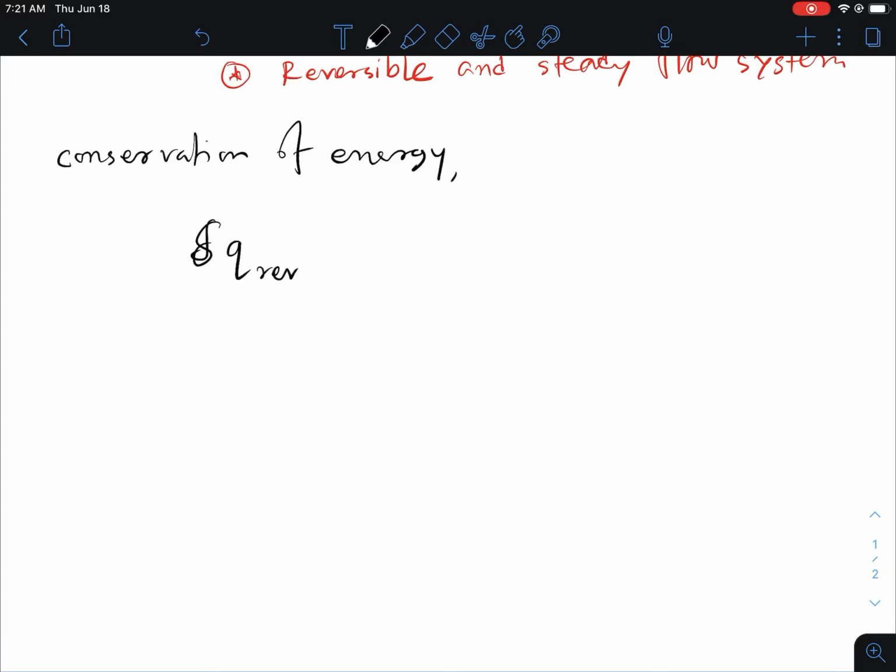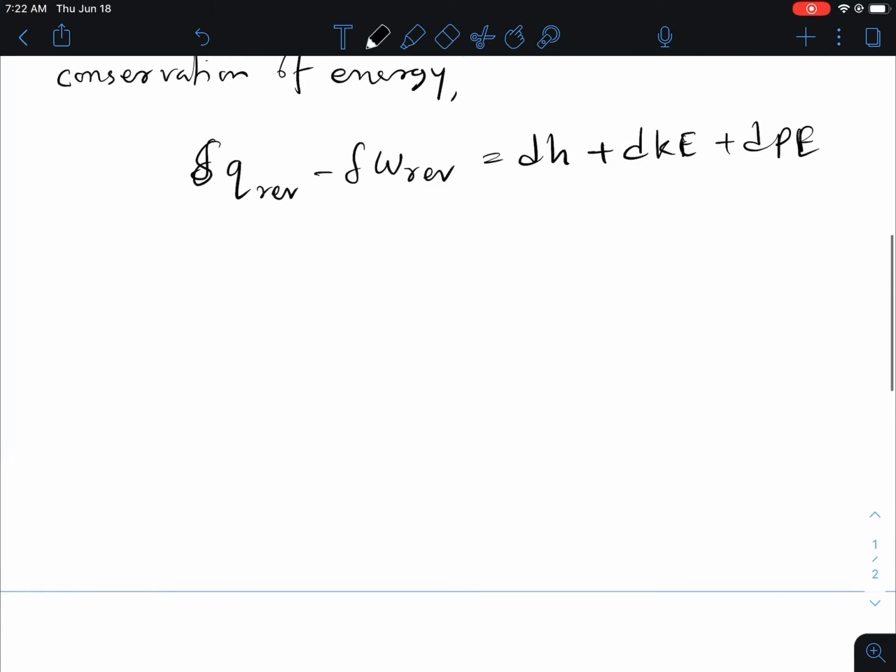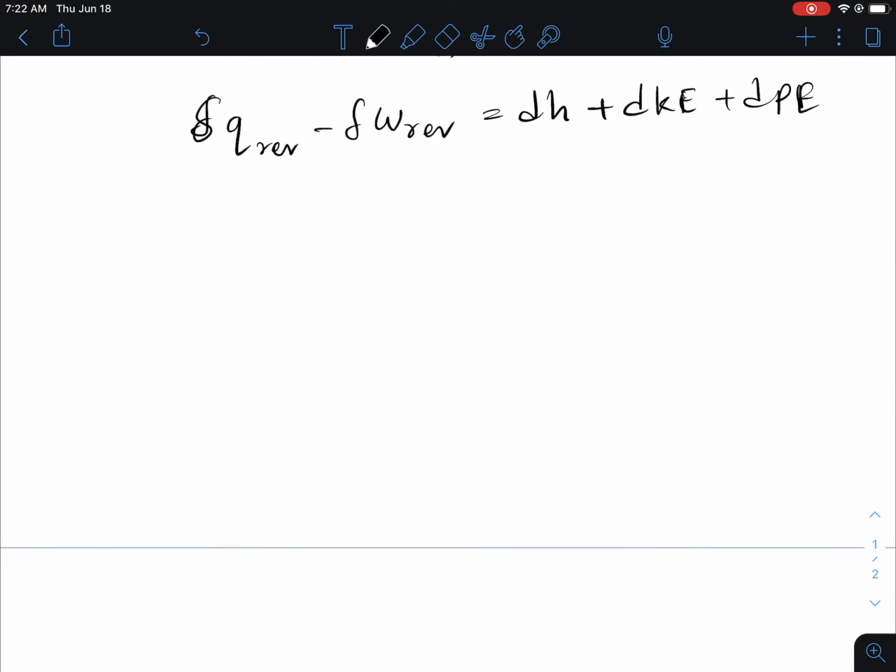Then it will be delta Q reversible minus delta W reversible equals dh. I'm writing it in terms of the enthalpy of the working fluid, plus dKE plus dPE. That means the net energy balance is the change in enthalpy, change in kinetic energy, and change in potential energy.